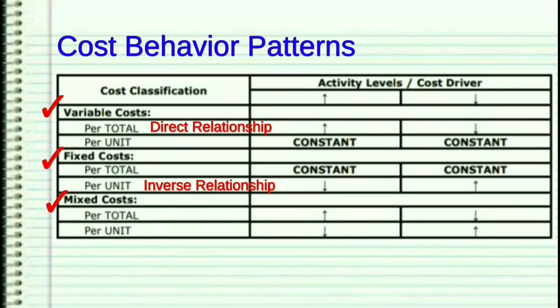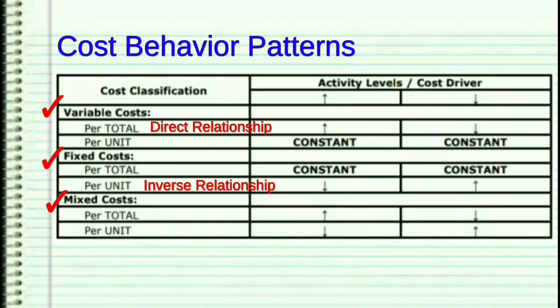Ang tawag dyan sa relationship ng fixed cost per unit at activity level or cost driver ay inverse relationship. Kasi kapag tumaas yung isa, bababa yung isa. At kung bababa yung isa, tataas yung isa. That is called as inverse relationship.